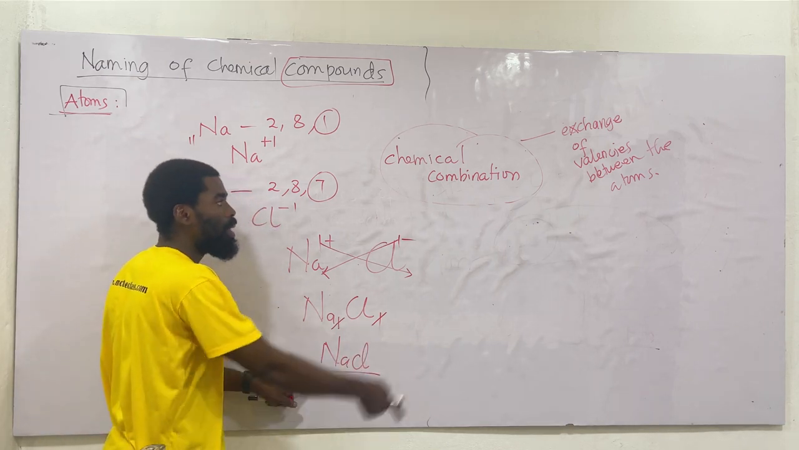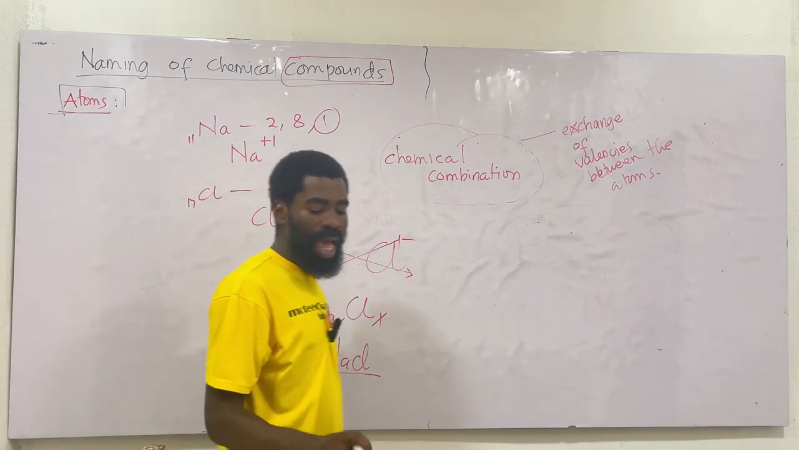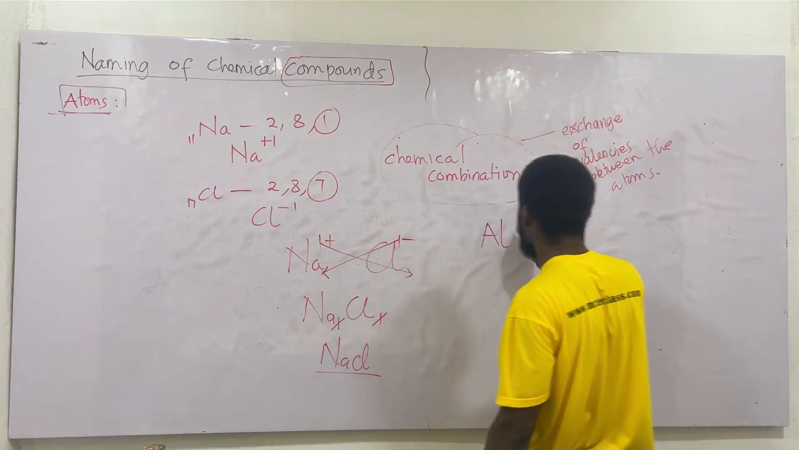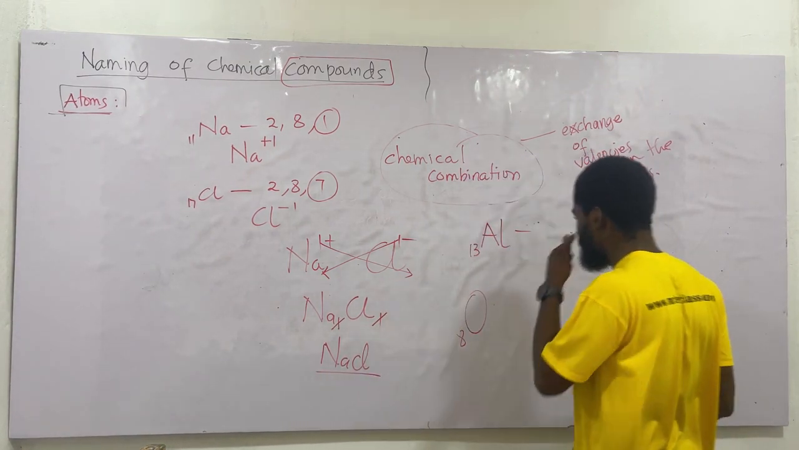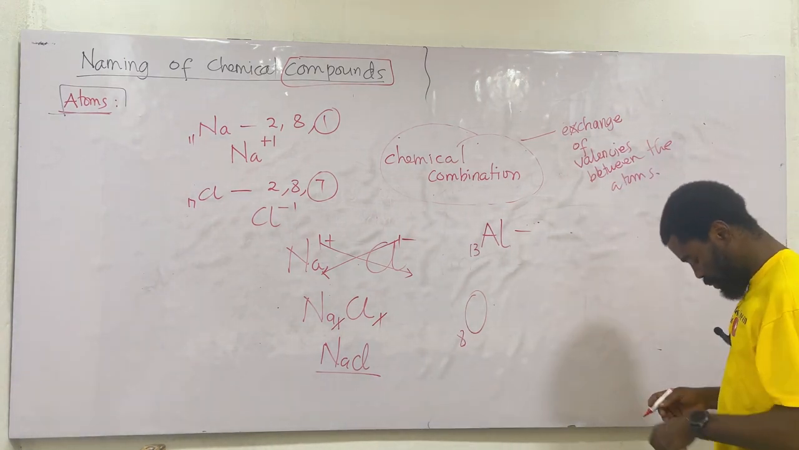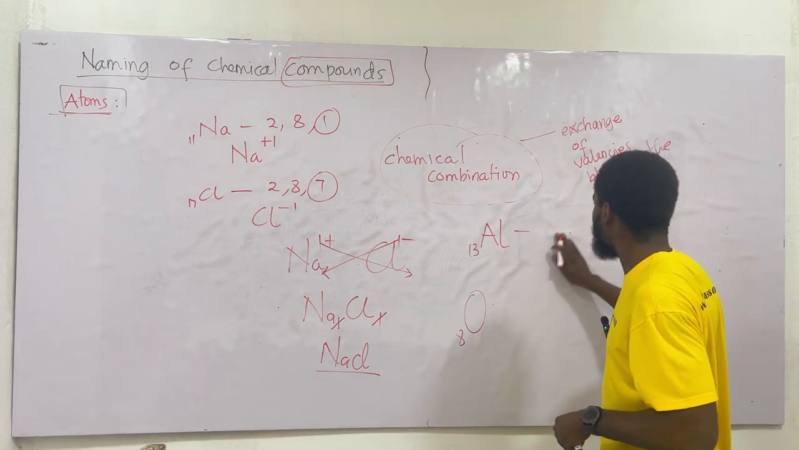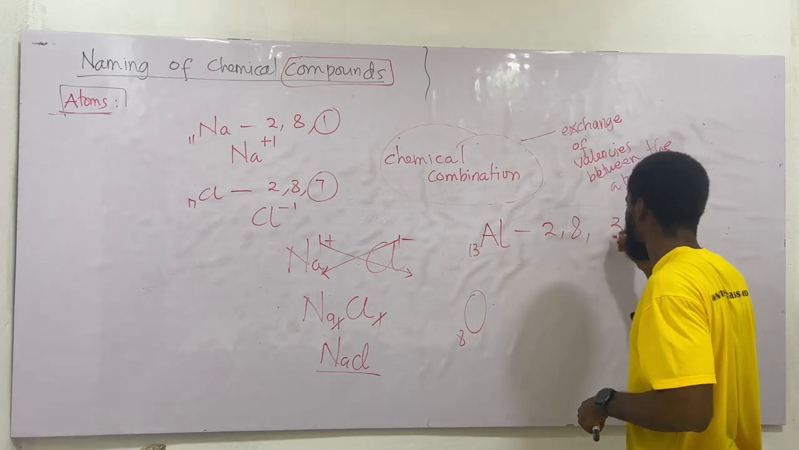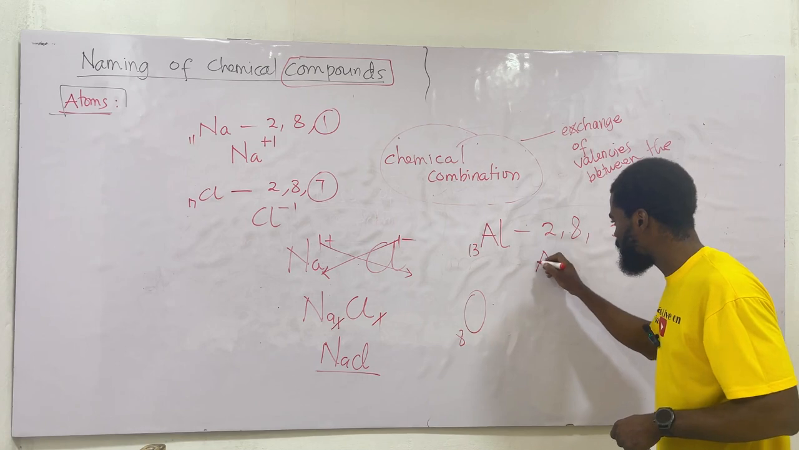We form this compound by interchanging their valences. Let's try aluminium and oxygen. Aluminium is Al, number 13, and this is O, number 8. Let's write down the electronic configuration of aluminium. It is 2, 8, and 3. That means aluminium is supposed to give out 3, so aluminium becomes Al.